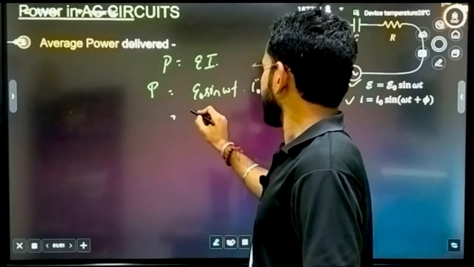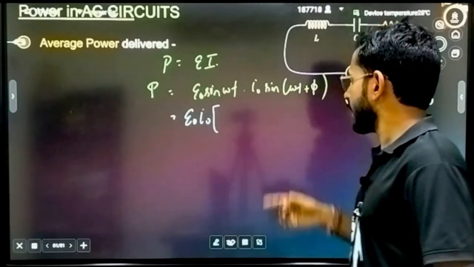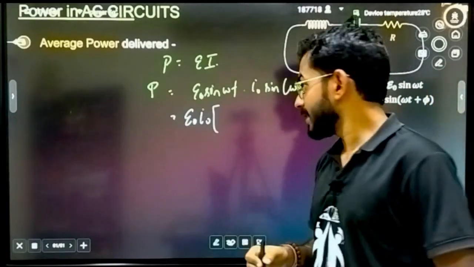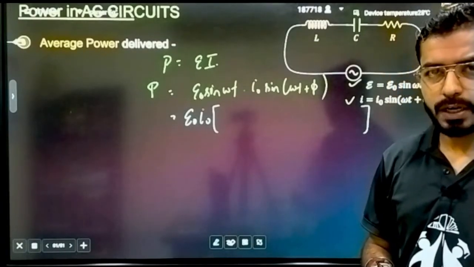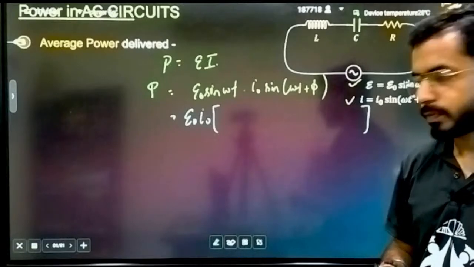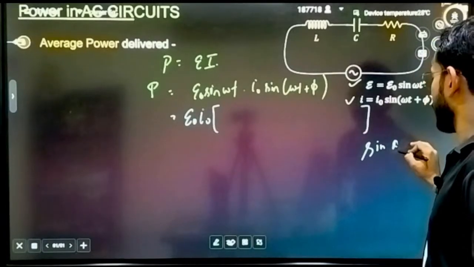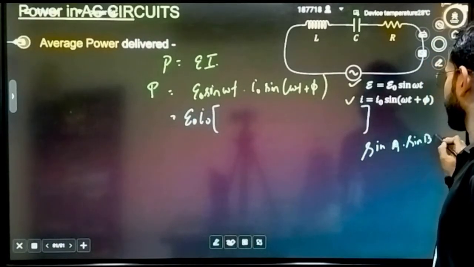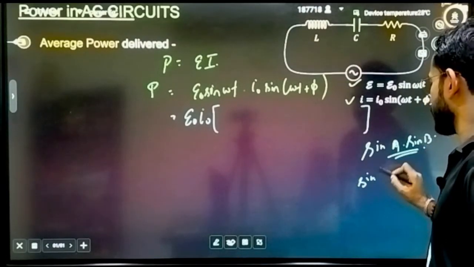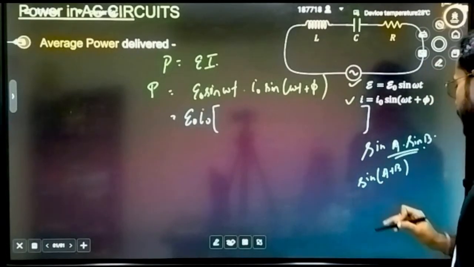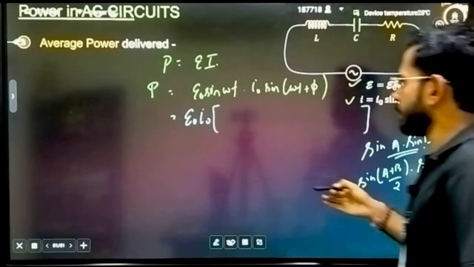Now multiply E naught I naught outside, and after that the left part is sine omega t into sine of omega t plus phi. Sine c into sine d. What you will be writing? 2 sine of c plus d by 2 into sine of c minus d by 2. What you will be writing? Sine a into sine b. This is what you have to write. So you will be writing sine of a plus b by 2 into a minus b by 2. Multiply it.